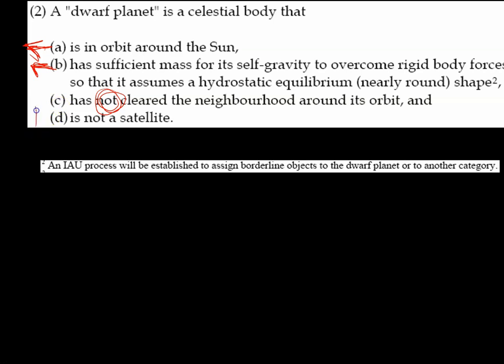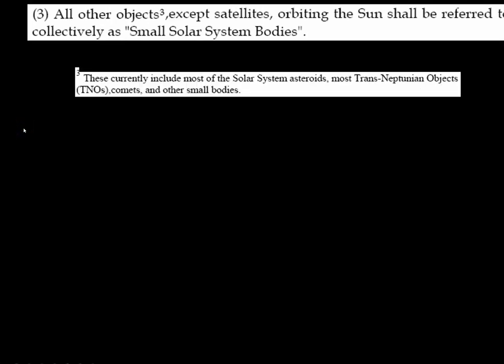And then D, this is new. It's not a satellite. So we're not going to classify moons as a dwarf planet. Our moon is a moon, a natural satellite of our planet. It's not a dwarf planet. All other objects, except satellites, orbiting the Sun shall be referred to collectively as small solar system bodies, and also TNOs, trans-Neptunian objects.